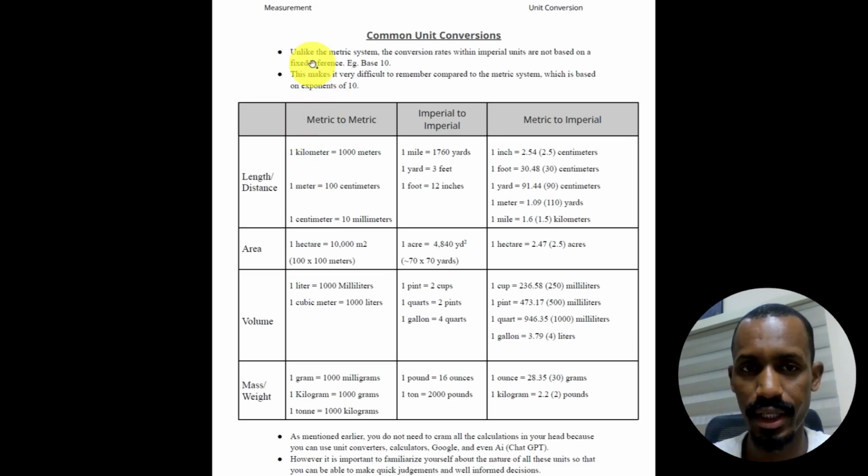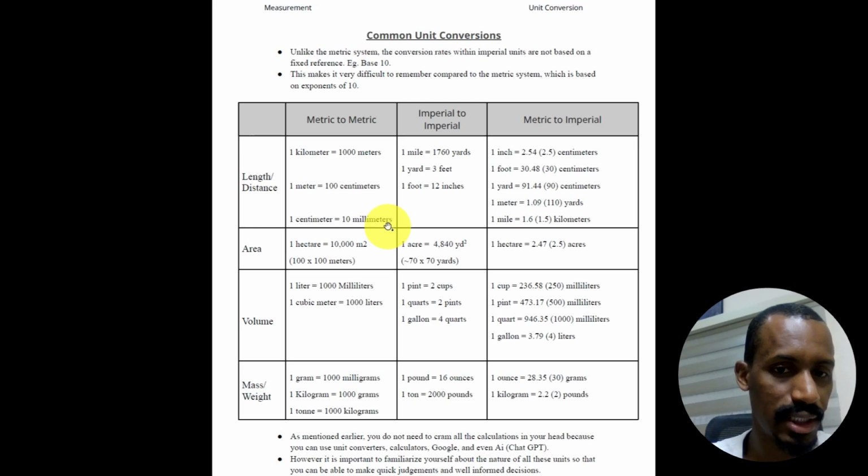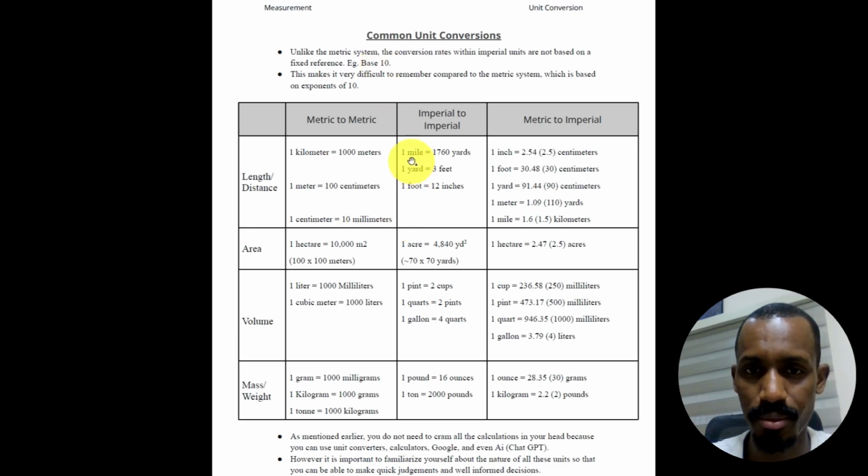Okay, so moving on here, you see it's easier for the metric system. One kilometer is equal to 1,000 meters. 1 meter is equal to 100 centimeters. 1 centimeter is equal to 10 millimeters. Very easy. But come to the imperial system. 1 mile is 1,760 yards.